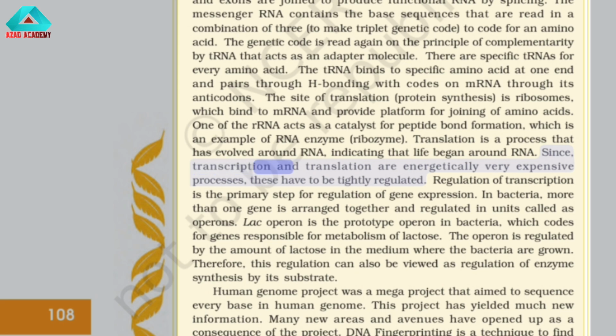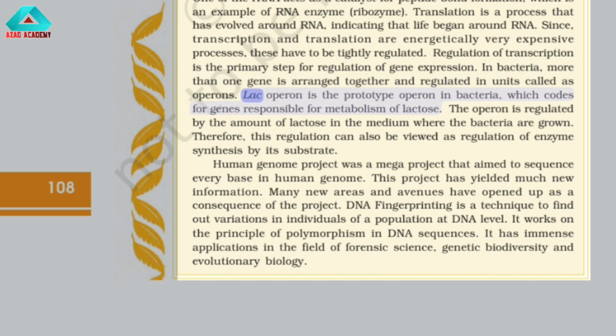Since transcription and translation are energetically very expensive processes, these have to be tightly regulated. Regulation of transcription is the primary step for regulation of gene expression. In bacteria, more than one gene is arranged together and regulated in units called operons. The lac operon is the prototype operon in bacteria, which codes for genes responsible for metabolism of lactose. The operon is regulated by the amount of lactose in the medium where the bacteria are grown. Therefore, this regulation can also be viewed as regulation of enzyme synthesis by its substrate.